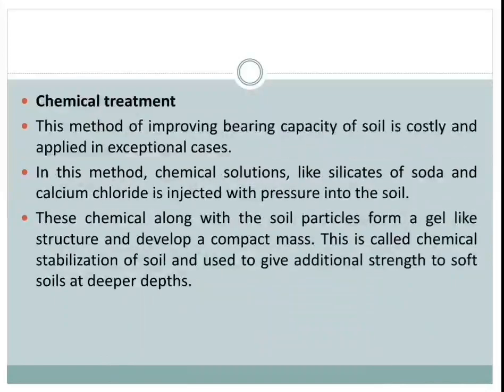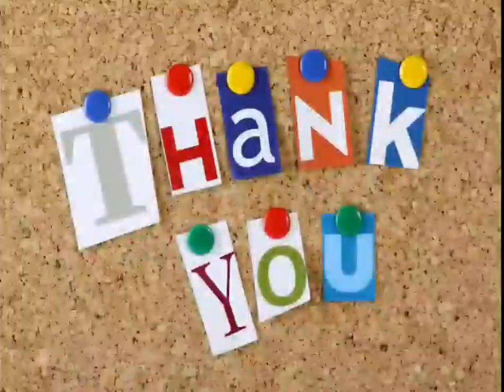Next is chemical treatment. This method of improving bearing capacity of soil is costly and applied in exceptional cases. In this method, chemical solution like silicates of soda and calcium chloride is injected with pressure into the soil, and these chemicals along with soil particles form a gel-like structure and develop a compact mass. This is called chemical stabilization of soil, used to give additional strength to soft soil at deeper depths.